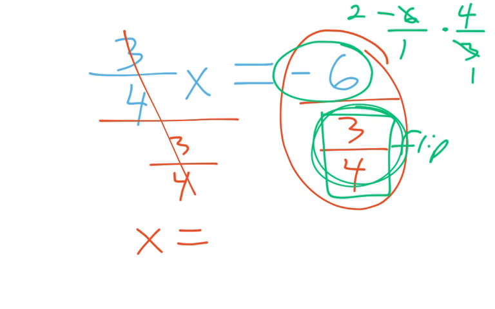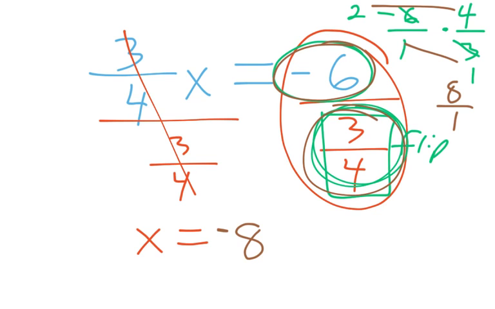3 goes into both of these. And 2 times 4 is, I'm going this way now, 2 times 4 is 8. 1 times 1 is 1. 8 divided by 1 is 8, but we've got to check our sign. It's a negative divided by a positive, so that's going to be a negative 8.